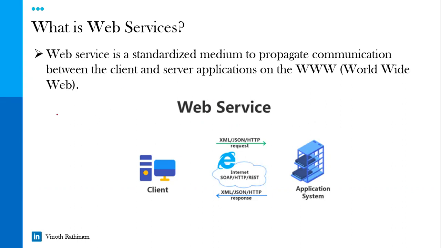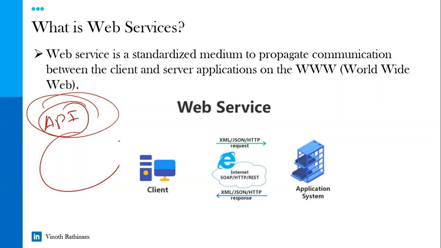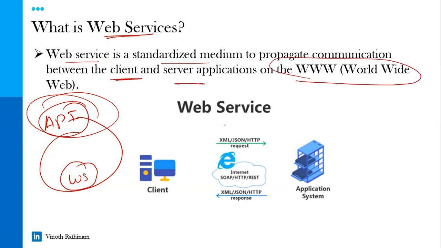Initially we saw that this API is not only for web applications, but for mobile apps, internet applications, any application. Everything happens through API, and through that it is able to communicate. Now, within API there is one part called web service. What is that? A web service is a standardized medium to propagate communication between client and server through the World Wide Web. You type everything as HTTP, right? HTTPS means it is secure. So what exactly is the web service?